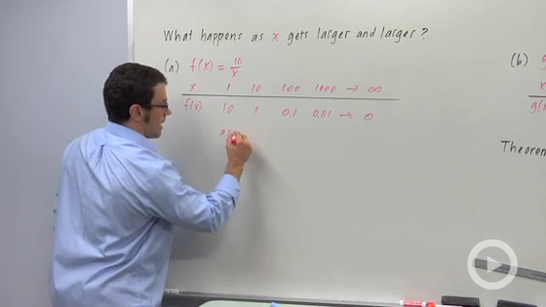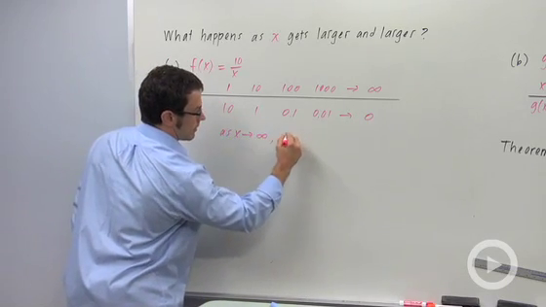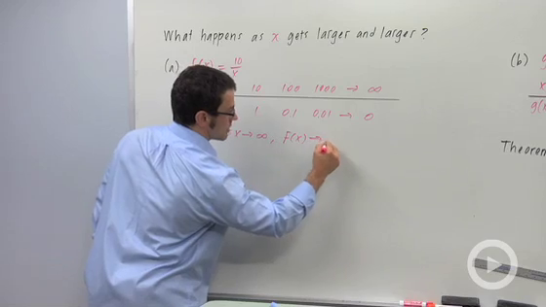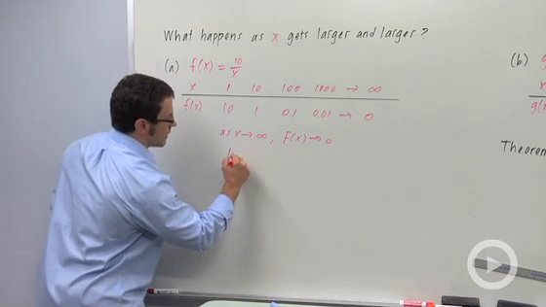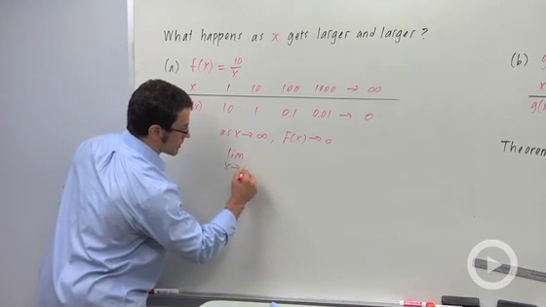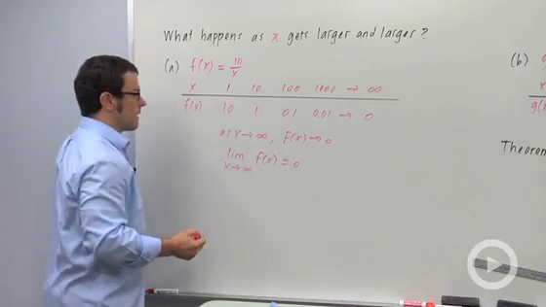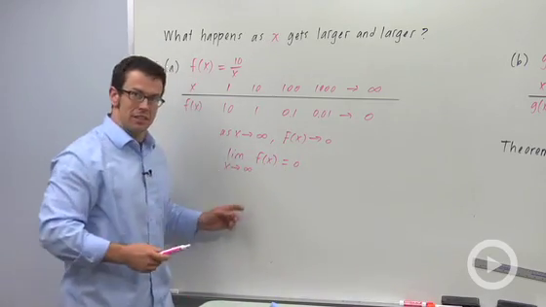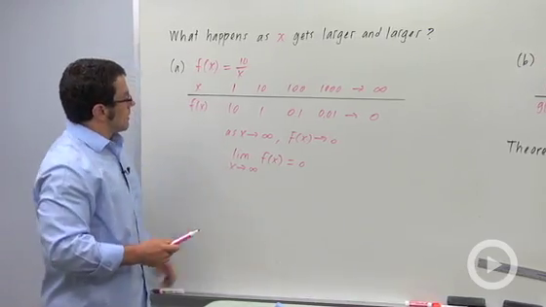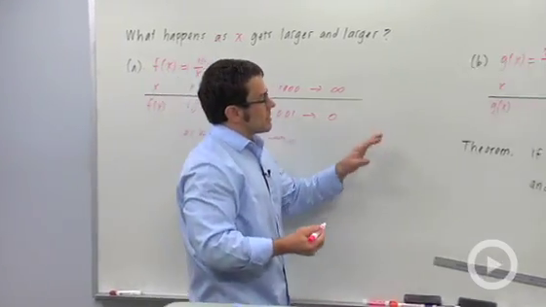We say, as x goes to infinity, f of x goes to 0. Or we write limit, as x approaches infinity, of f of x equals 0. This is a kind of notation that you'll see a lot in calculus. Let's see what happens to this example.